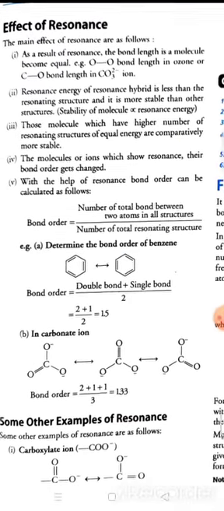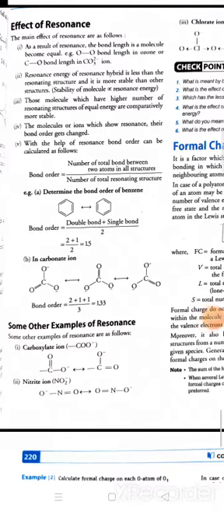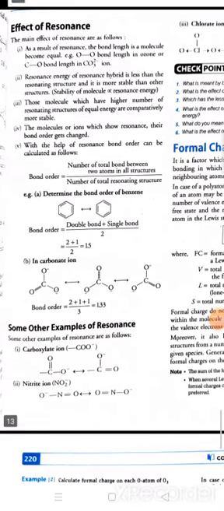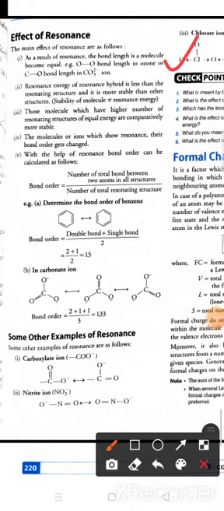Now, effects of resonance. The first point says that the bond length will decrease when resonance is present. If any compound has resonance, then the bond length between the atoms of that compound will decrease. The second is that the resonance energy of the resonance hybrid is lesser than that of the canonical structures.